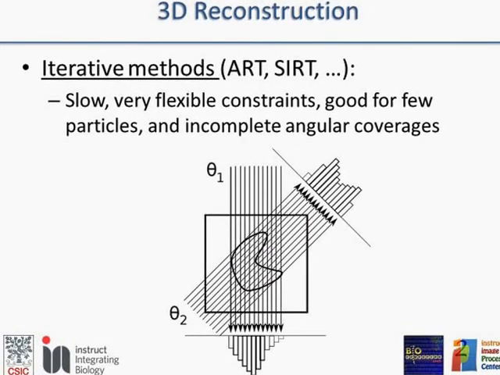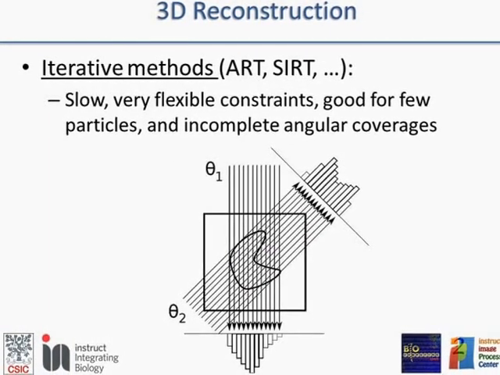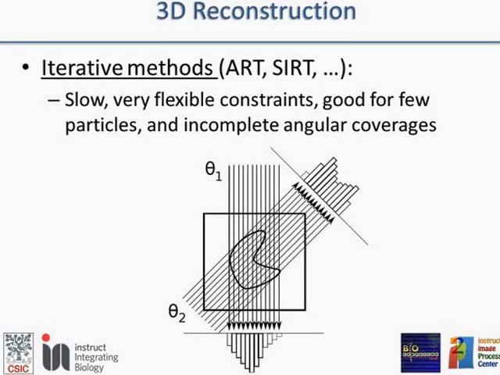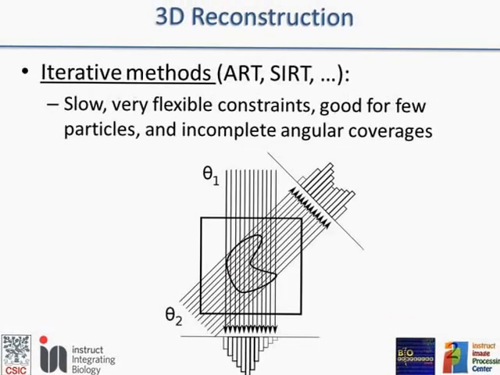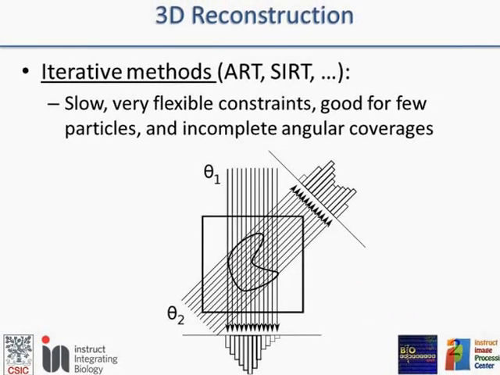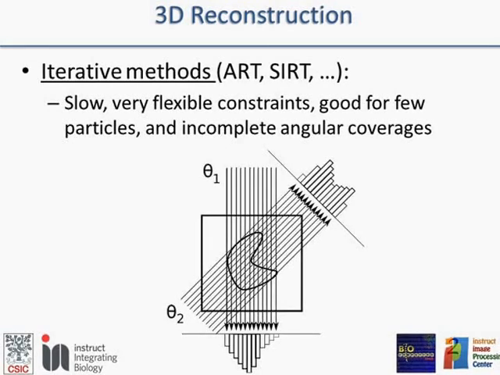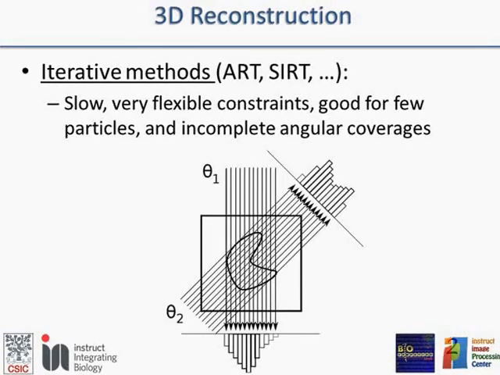Then you may be at the opposite side. You may have a rather incomplete angular coverage. For instance, this one is rather incomplete. We have a missing region. Or you have very few particles. Then you may resort to these iterative methods, and most relevant are ART and SIRT. They have a problem. They are rather slow compared to the other one, the direct Fourier.